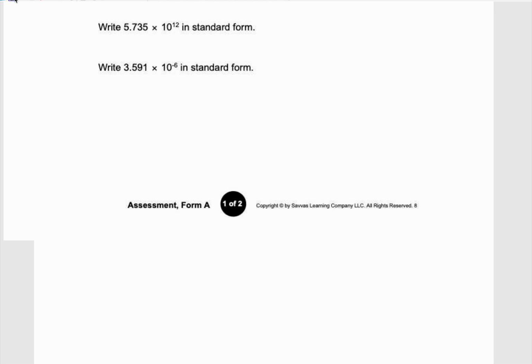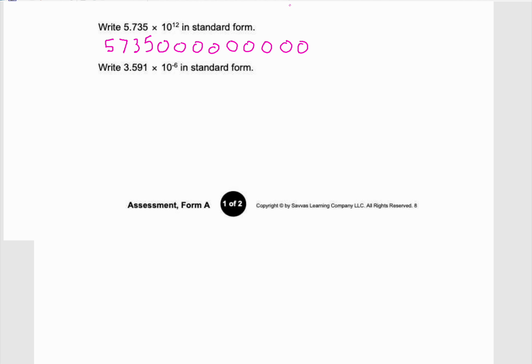Write 5.3735 times 10 to the 12th in standard form. So this exponent, 12, tells me how many times to move that decimal. So I would need to move the decimal 12 times. 5735. And so far, the decimal was here, and I moved it 1, 2, 3 times. I need to keep moving it, so I need to put 9 zeros now. 1, 2, 3, 4, 5, 6, 7, 8, 9.